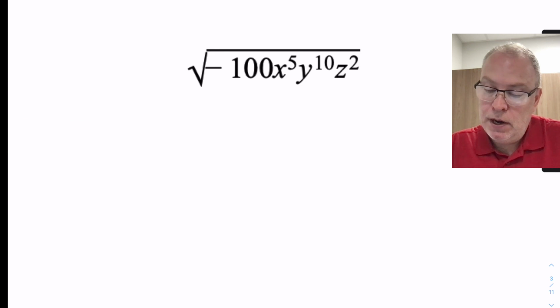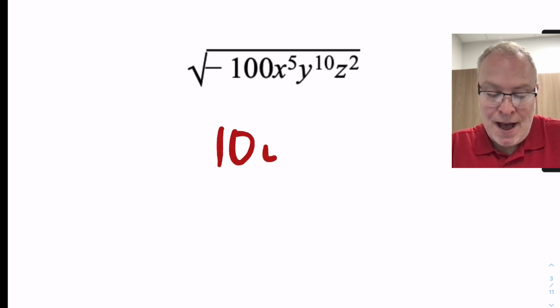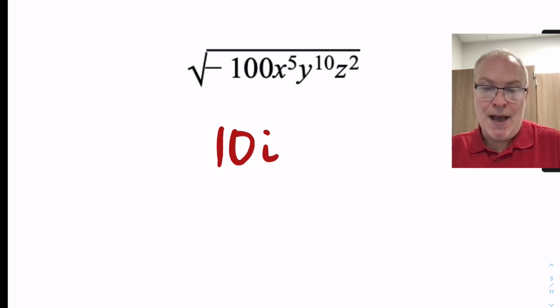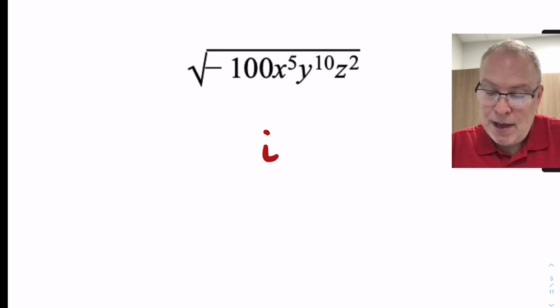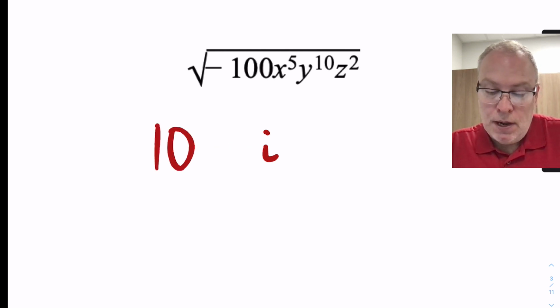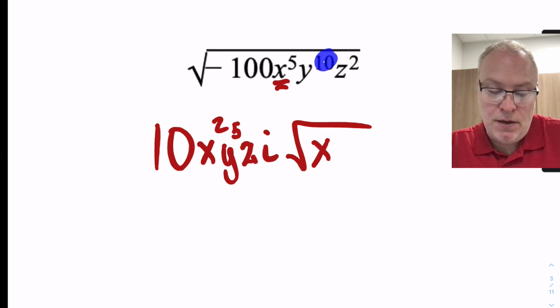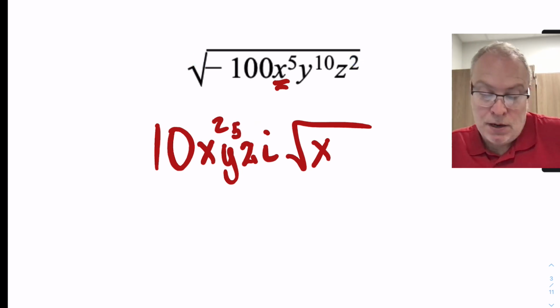Okay, we've got one more over here. This is clearly 10i, right? Because the square root of -100 is 10i. Now, I think we may have some extra things that can make their way out here. We have an x squared that can make its way out, leaving an x on the inside. We have 5 y's that can make their way out, and 1 z. Again, because 10 divided by 2, this is a square root, is 5. 2 divided by 2 is 1 factor of z, and then we have the i there with the lone x remaining under the radical.